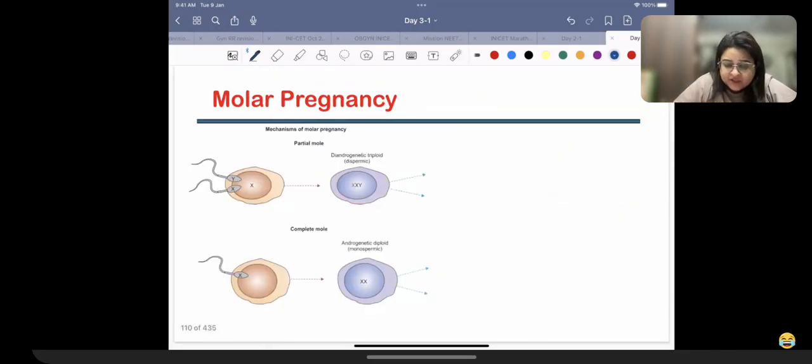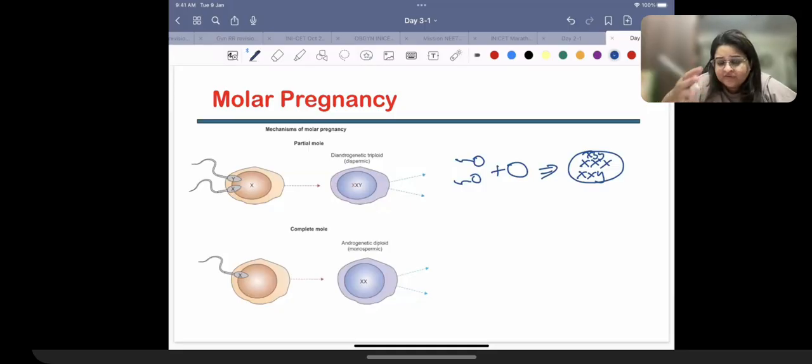Now, partial mole is basically when two sperms fertilize one ovum, and this results in a triploid embryo. It could be XXX, it could be XXY, it could be XYY, depending on what fertilizes what. But remember, it is a triploid embryo.